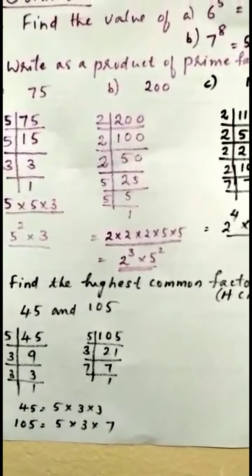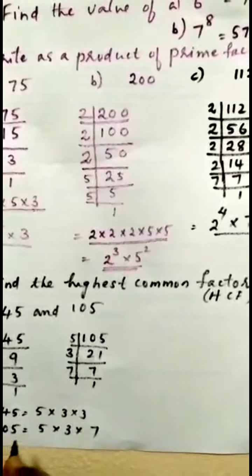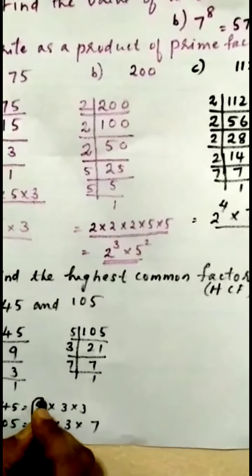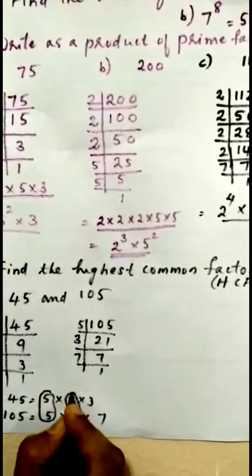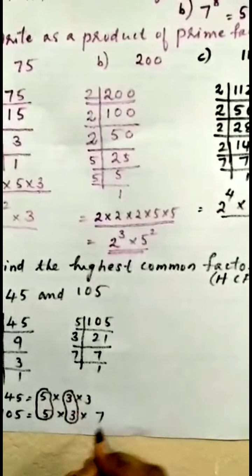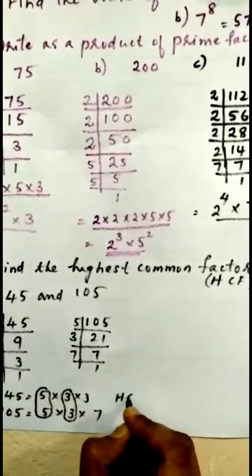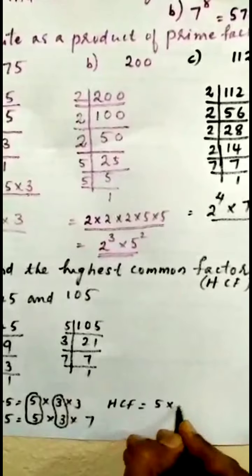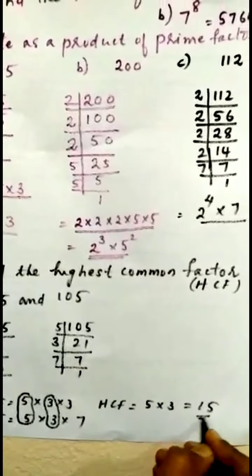Here you have to find out the common factors. Which are the common factors? 5 is common, 3 also is common. 3 and 7 are different. So if you want to find out the HCF, HCF is equal to 5 multiply 3. Answer is 15.